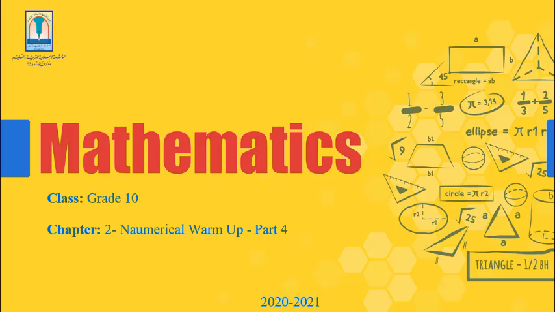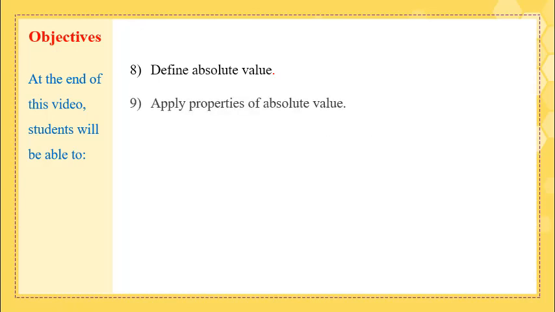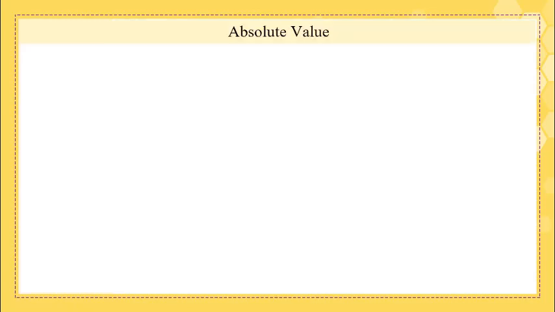Today we will start with part 4 from our lesson, and this is the last part from chapter 2 in our textbook. Objectives: define absolute value, apply properties of absolute value, translate absolute value into interval, and vice versa. We need draft papers, pens, calculator, textbook, and copybook.